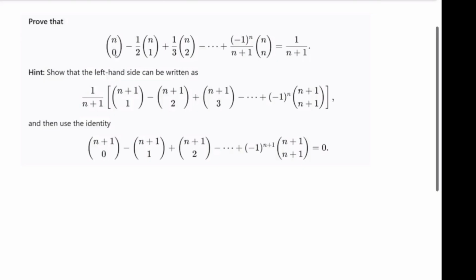We're going to prove that n choose 0 minus 1/2 n choose 1 plus 1/3 n choose 2 minus dot dot dot plus negative 1 to the n over n plus 1 times n choose n is equal to 1 over n plus 1. The hint that we're given is the left-hand side of this equation is equal to this.